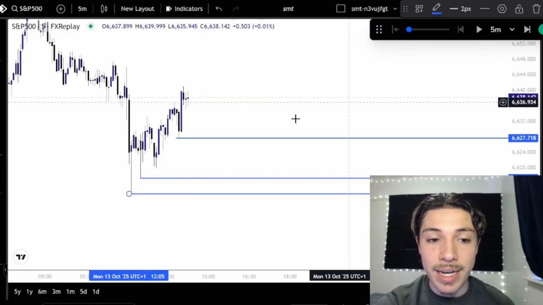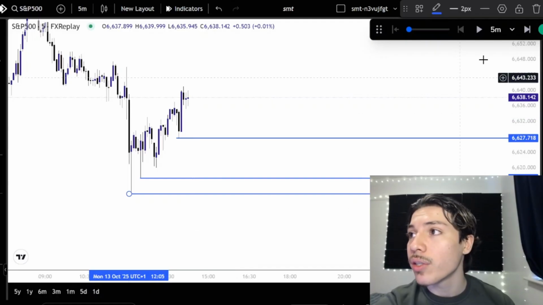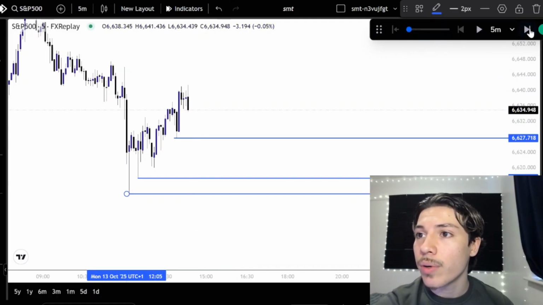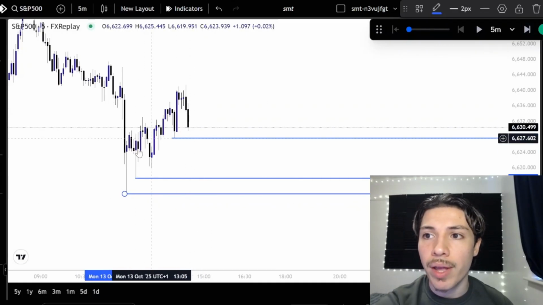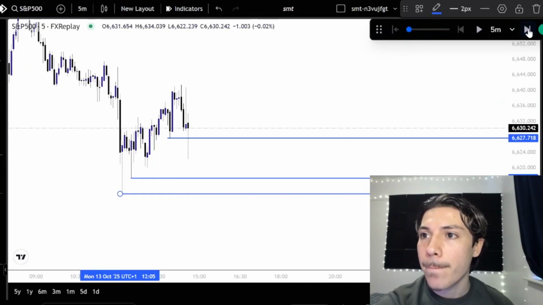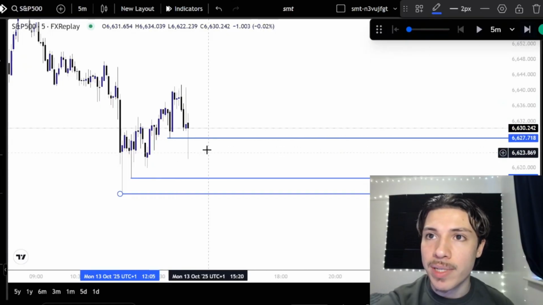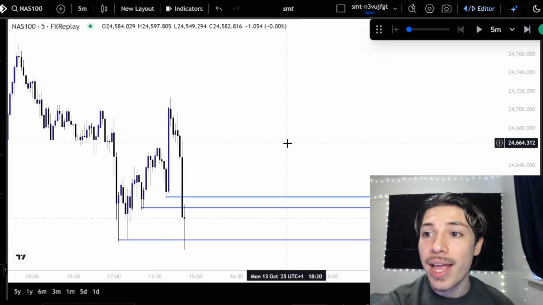Market opens in literally 10 minutes. Market opens at 2:30. So we're going to skip a few candles. 1, 2, and we're going to see what happens now. Can we sweep out any of these lows? Okay, seems like we've now swept out this 5 minute low in the S&P. Let's quickly check over to the Nasdaq. Have we swept that out?